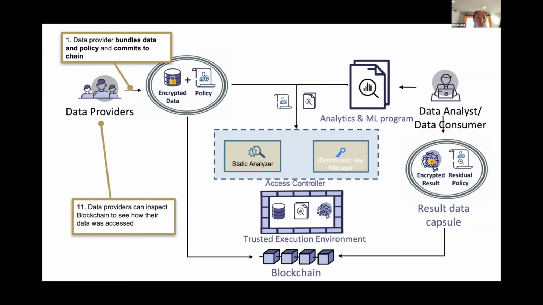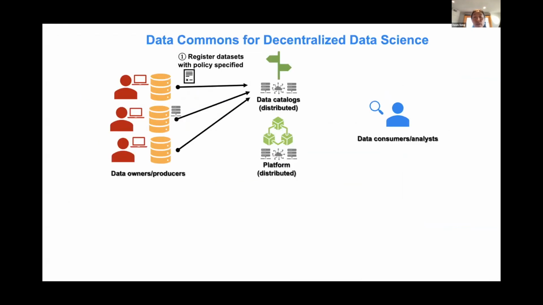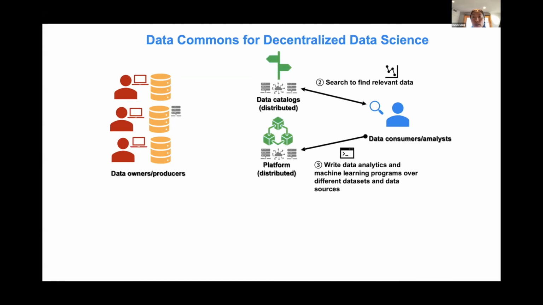And the data providers can also inspect the blockchain to see how their data has been utilized. And again, today we have the technical means to essentially accomplish all these different aspects. And when we put this together, essentially we can enable what I call here a data commons for decentralized data science. So essentially the data owners, the data producers, can register their data sets with the policy specified to these distributed data catalogs that can also be maintained on the public ledger.